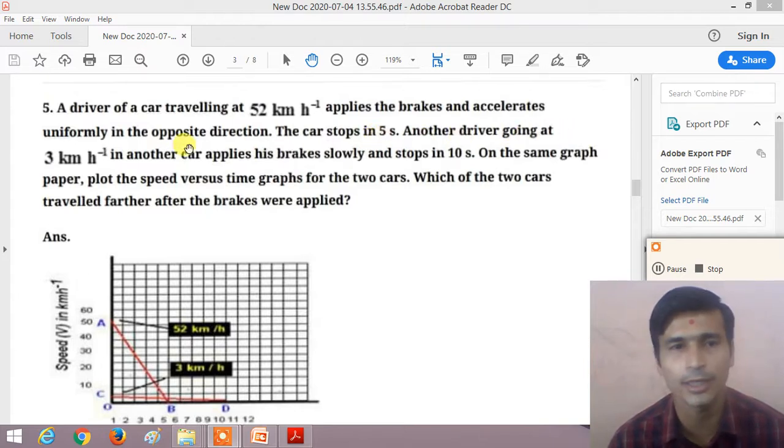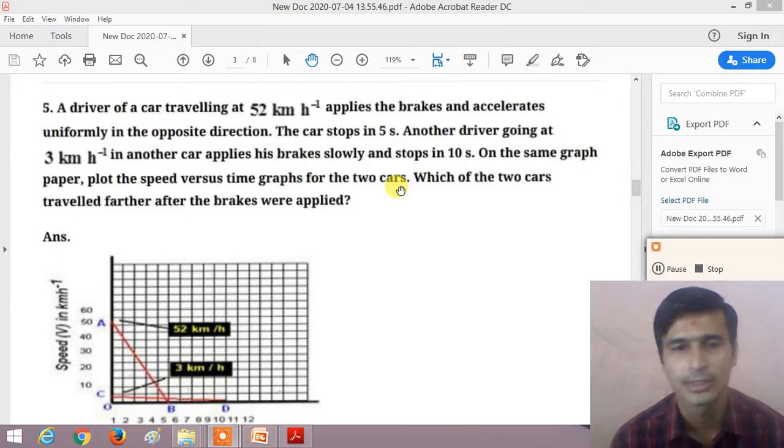Another driver going at 3 km per hour in another car applies his brake slowly and stops in 10 seconds. So the driver of the other car is moving with a speed of 3 km per hour, right? And he applies the brake slowly and stops in 10 seconds, right? On the same graph paper, plot the speed versus time graph for both the cars, right?